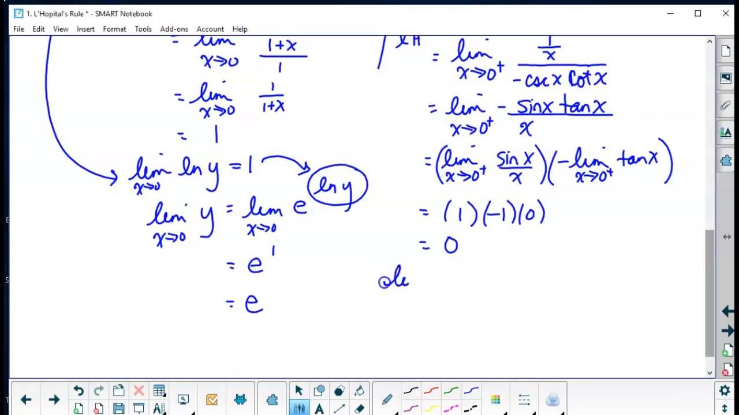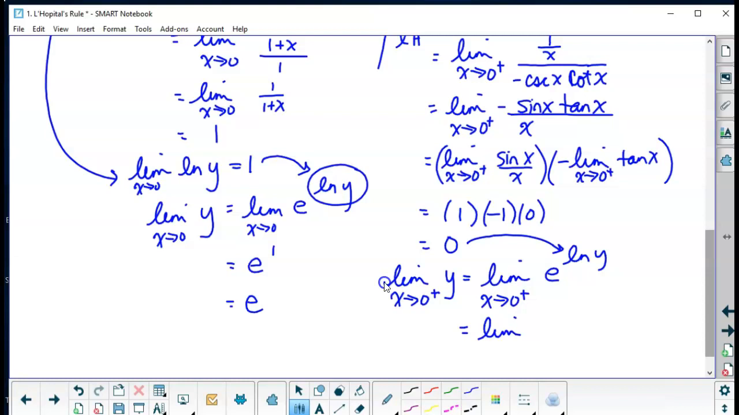Okay, so then we have to go back. The limit as x approaches 0 from the right of y, remember, is the limit as x approaches 0 from the right of e to the ln y. That was our definition statement. Now we have that value to put in. So really, you can just substitute that right now. So that's going to be e to the 0, which is 1. A lot of steps for that. Don't worry, we're not going to give you a whole bunch on the test.